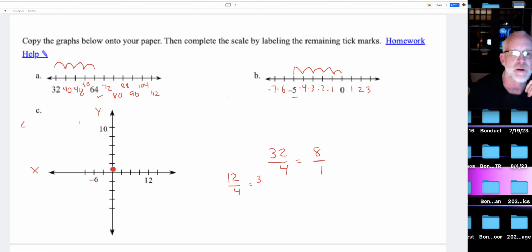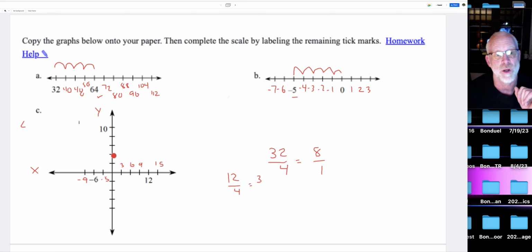So I went 0, 3, 6, 9, 12. Works, right? 15. And then the other way, 0 take away 3 is -3. -6, that checks out. And then -9. Now let's go on the y-axis.